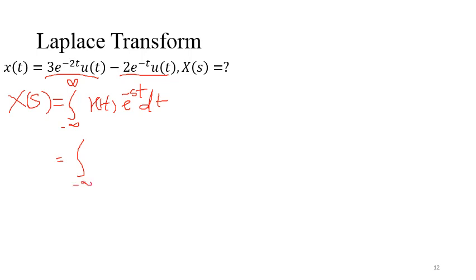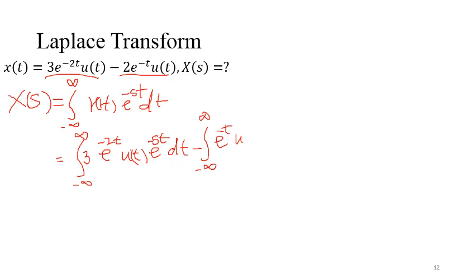So it will be the integral from minus infinity to infinity of 3 e power minus 2t u of t e power minus st dt, plus, so we have minus here, so let's take minus, the integral from minus infinity up to infinity of e power minus t u of t e power minus st dt.